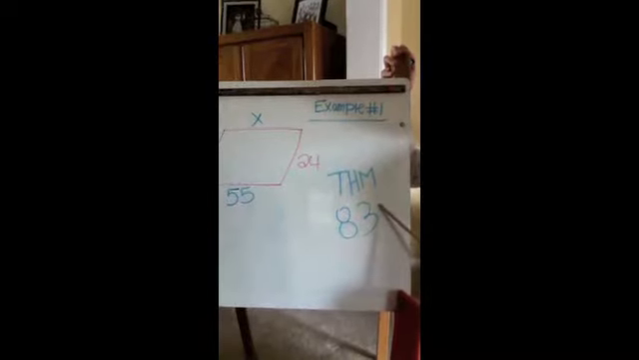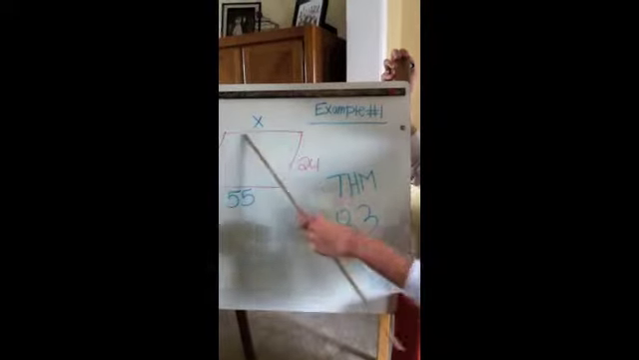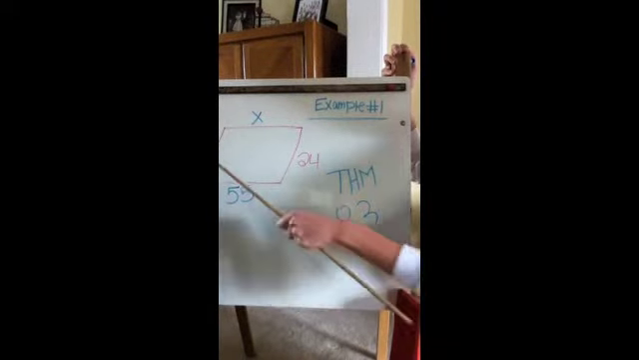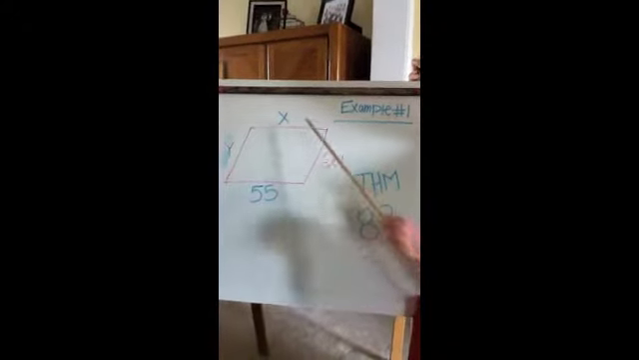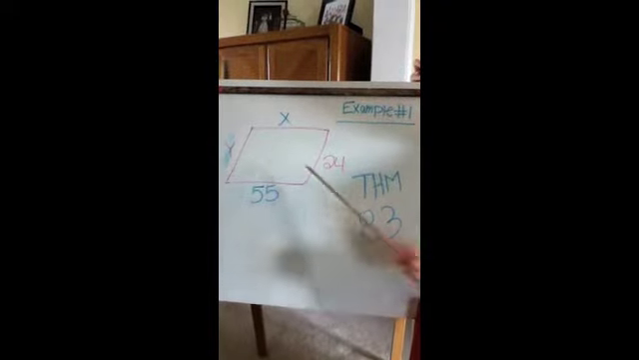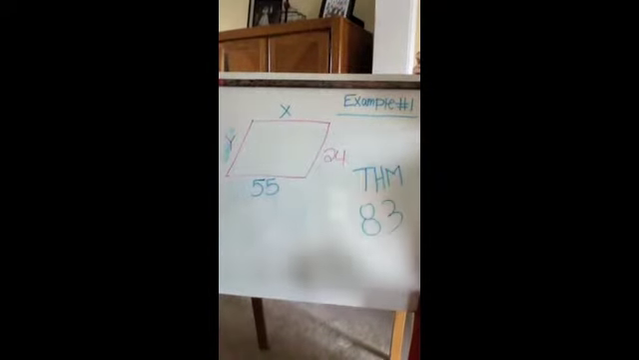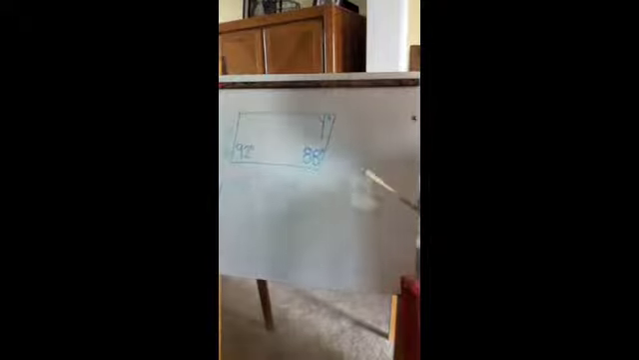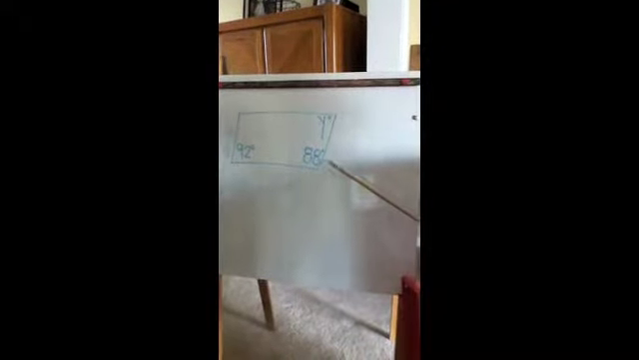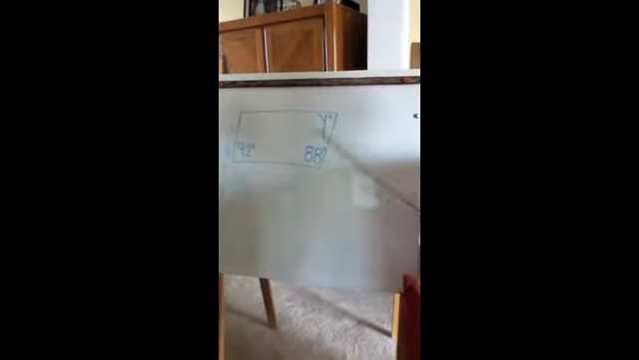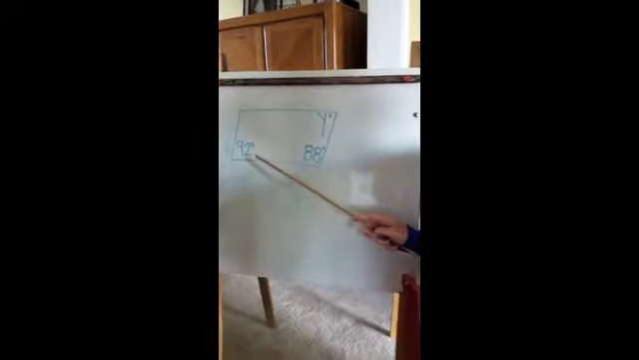Theorem 8.3 states, in a parallelogram, all opposite sides are congruent. So, x equals 55 and y equals 24. Go. As Theorem 8.4 states, opposite angles are congruent, so y would equal 92.